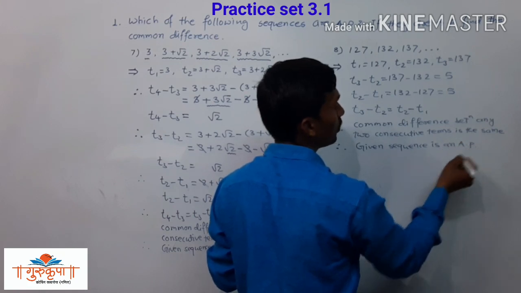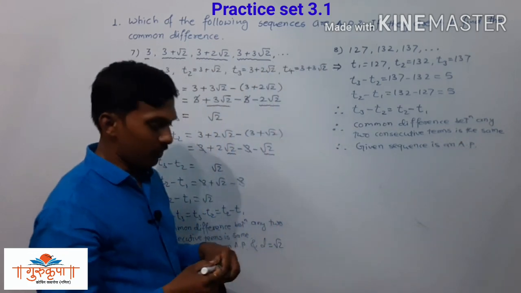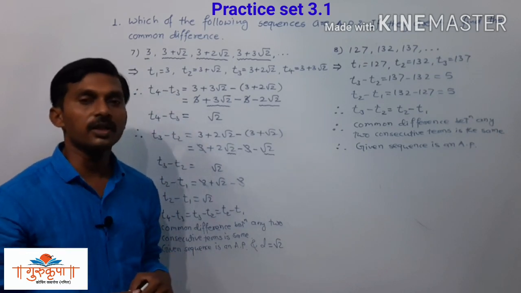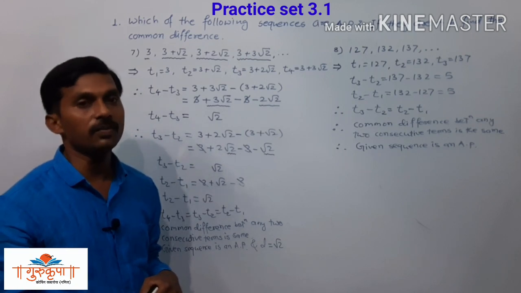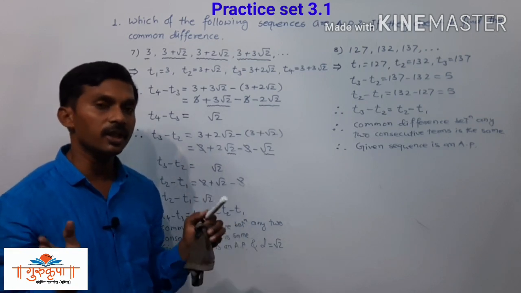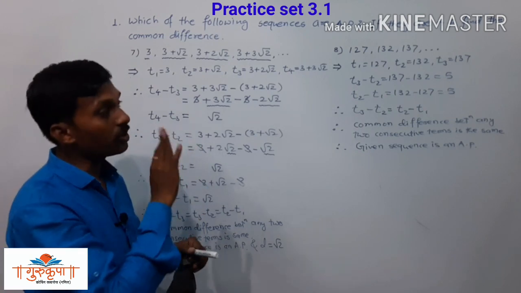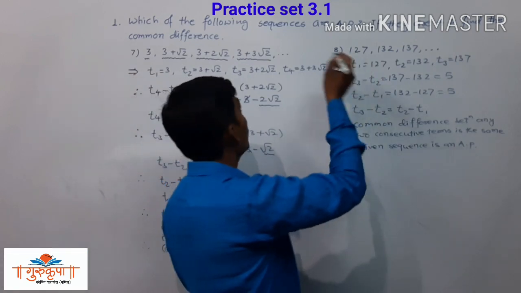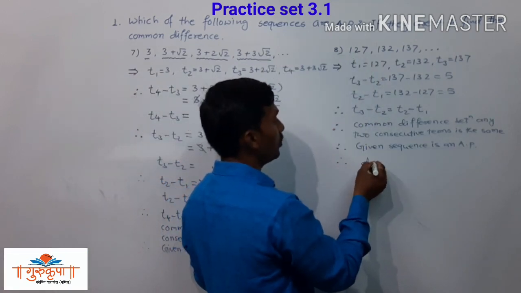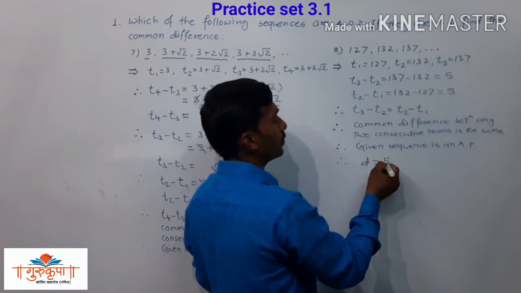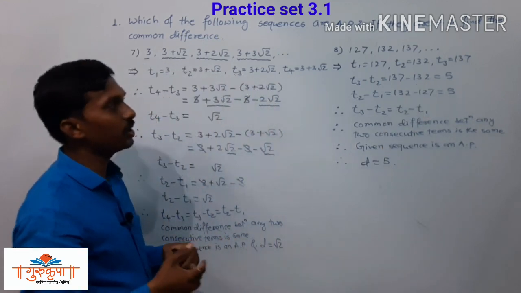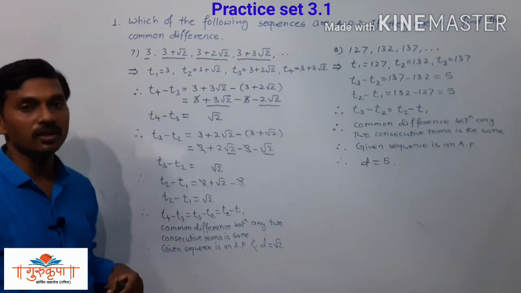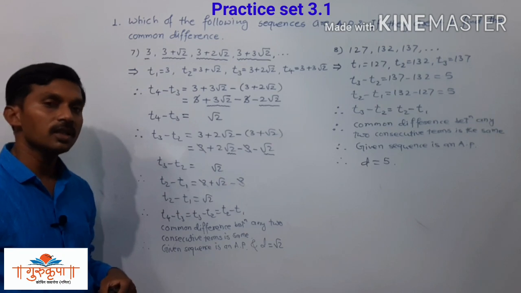It is a very important question. Definitely a question may be asked in the exam where you are given a sequence and you have to determine whether it is an AP or not. It is very simple. We just get the difference between every two consecutive terms, and if that difference is the same, then it is an AP. And here we have to write the common difference also. Here D is equal to 5. The common difference is 5. So this is all about the first question from practice set 3.1. Now we will take the next question, that is the second question.